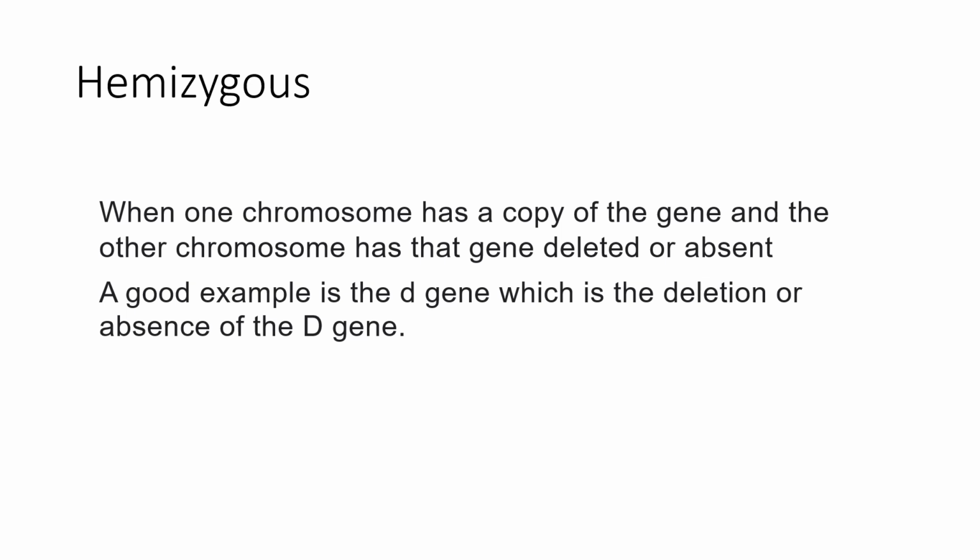Hemizygous: when one chromosome has a copy of the gene and the other chromosome has that gene deleted or absent. A good example is the lowercase d gene, which is the deletion or absence of the uppercase D gene. There is no actual lowercase d gene. It's just blank.